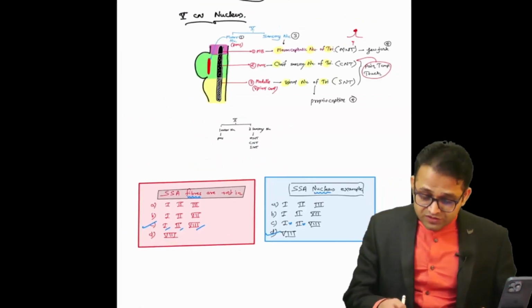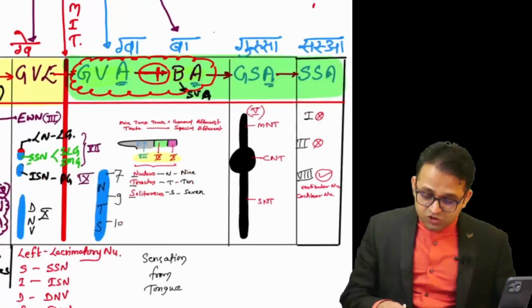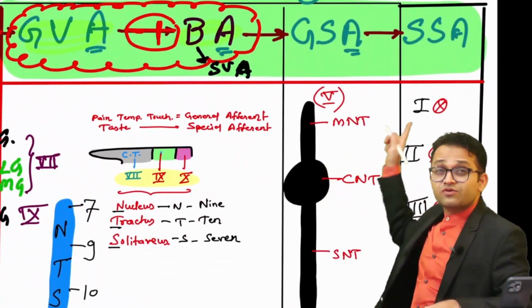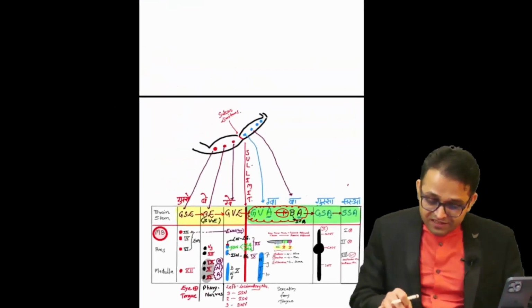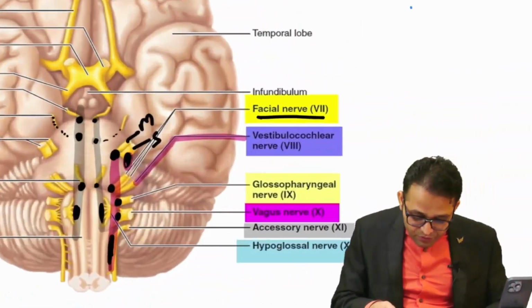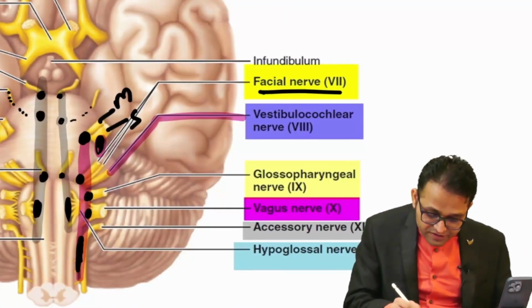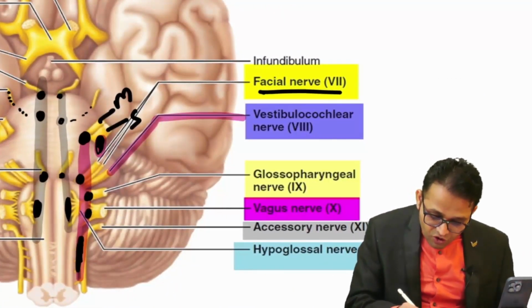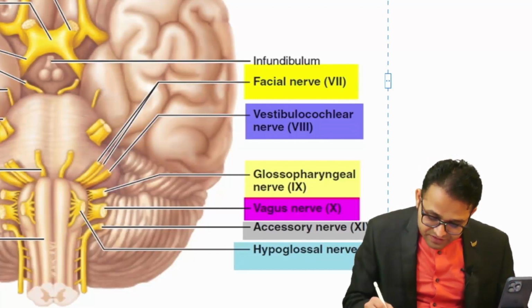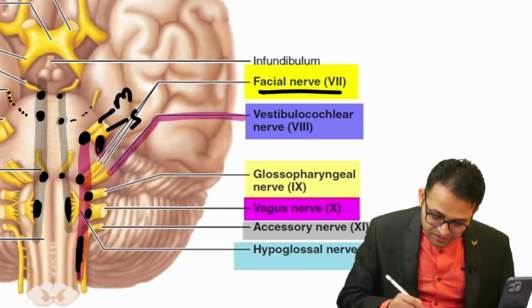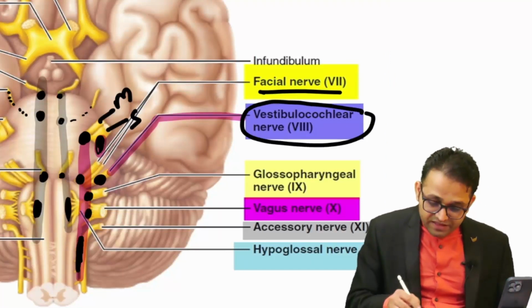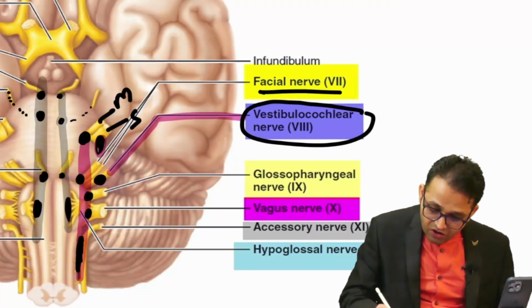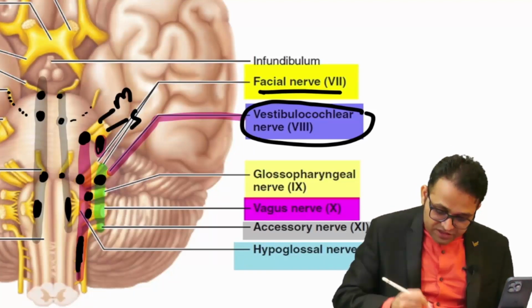Getting the point? So that's why the 8th cranial nerve, special somatic afferent, is the 8th cranial nerve. So these are located on the lateral most position. That's why in our beautiful creation of God, yes, in our body, you will observe that, sir, the vestibulocochlear nerve and their nucleus are located on the lateral most side.